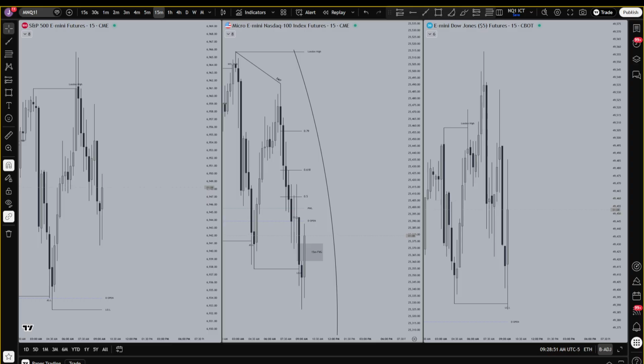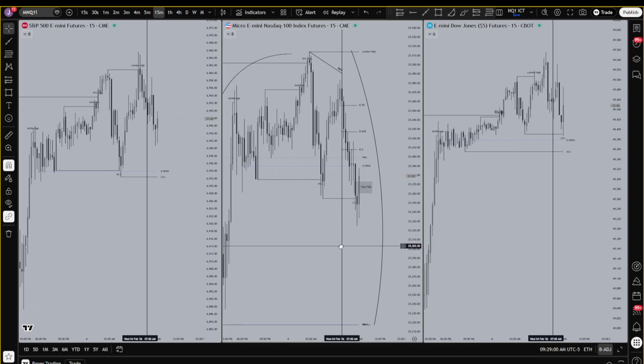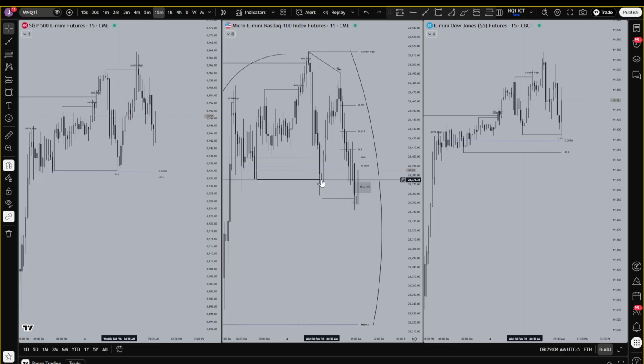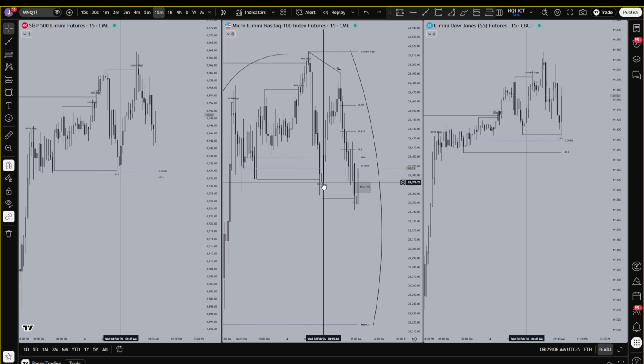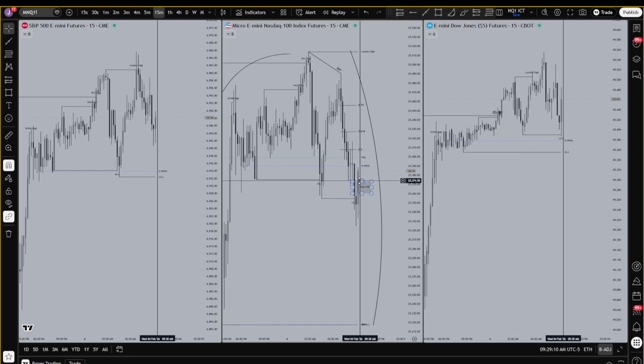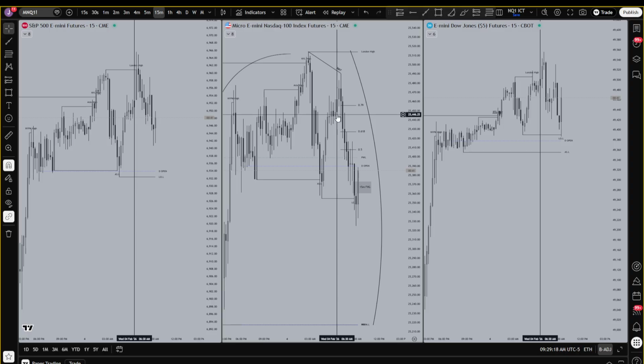Can we take this 15-minute CISD post SMT? Let me check the 15-minute CISD. Are you talking about right here, Doomer? With this fair value gap overlap? Or are you talking all the way up here?